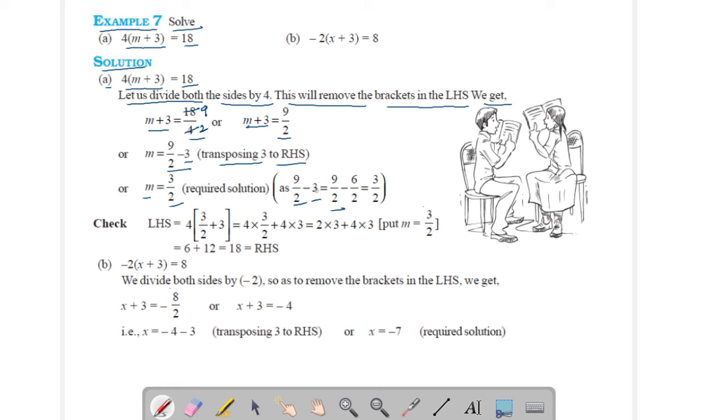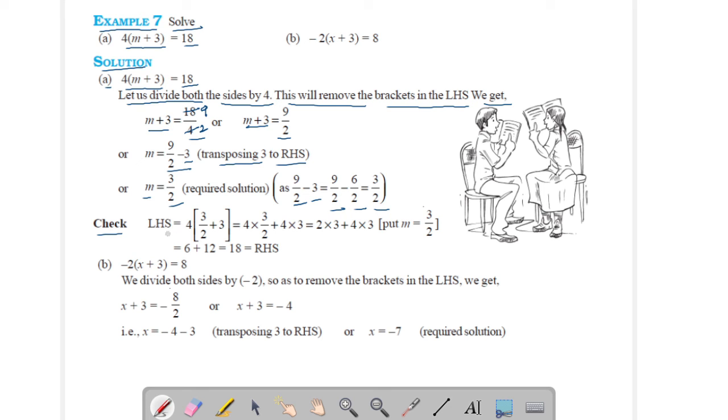If we want to make the denominator of 3 as 2, we have to multiply 3 by 2, both in numerator and denominator. That is 3 into 2 upon 2. 3 twos are 6 upon 2. Here if denominators are same, we can subtract the numerators. That is 9 minus 6. It is 3 upon 2. In this way you can solve this.